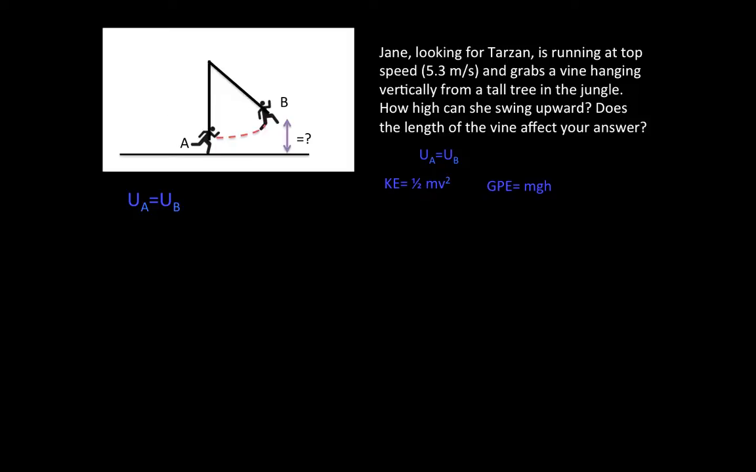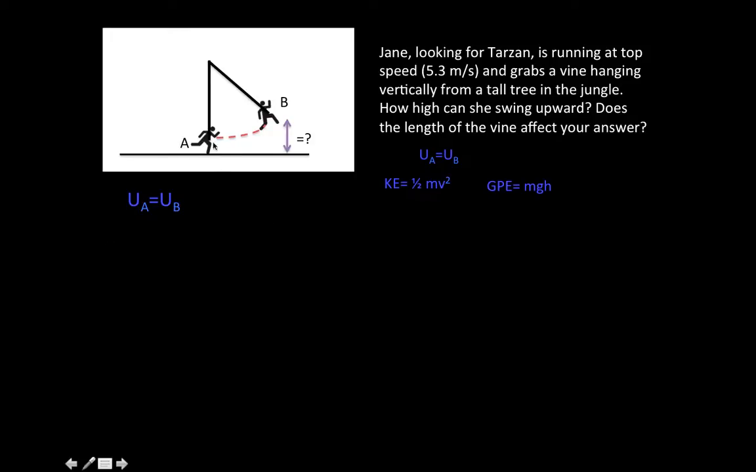And so this is written as the equation U sub A is equal to U sub B. This allows us to then substitute in values for different types of energy, such as kinetic and gravitational potential. So what we're trying to solve for is this height right here. And to do so, we need to set up our statements and then plug in our different types of energy.